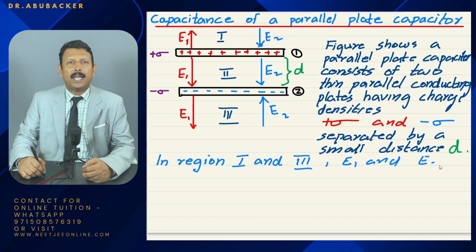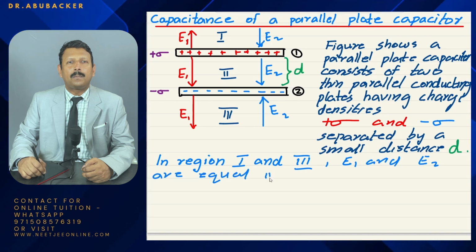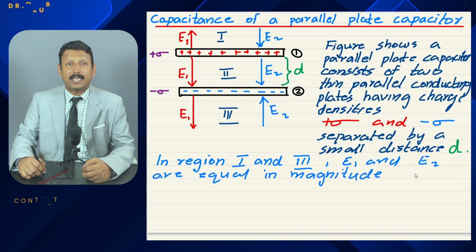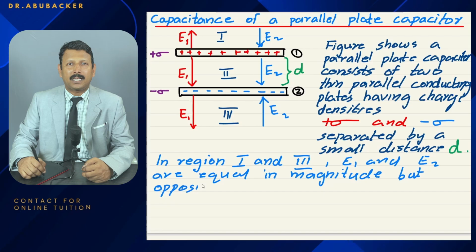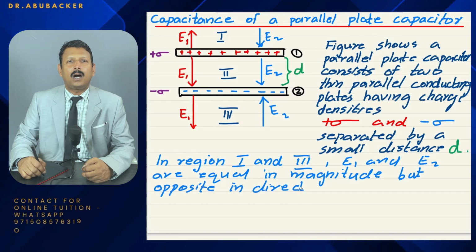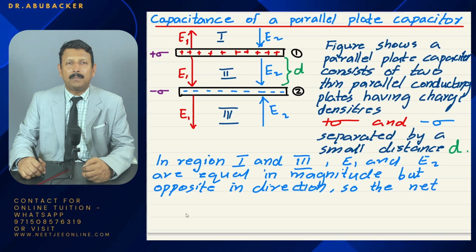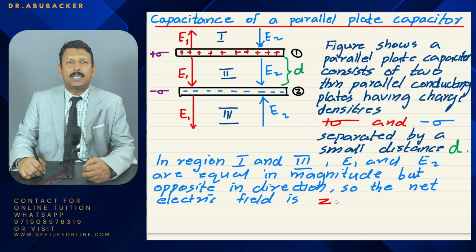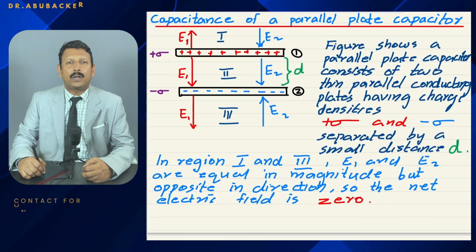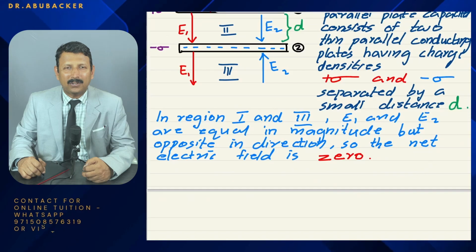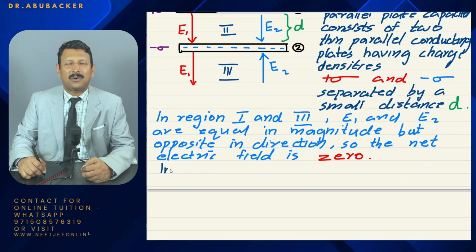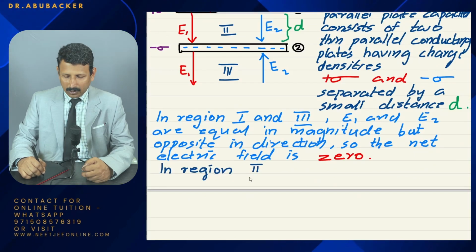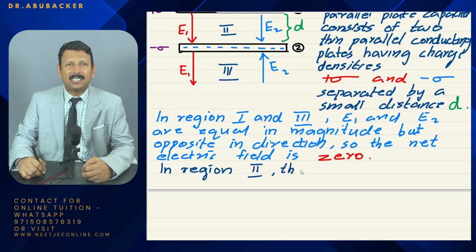So in region 1 and 3, look into region 1 and 3, the top and the bottom. You can see that E1 and E2 are opposite direction, right? So E1 and E2 are equal in magnitude but opposite in direction. Why equal in magnitude I wrote? Because same type charge density, only sign is different. So the net electric field is 0 in region 1 and 3. No more discussion about region 1 and 3, because the net electric field is 0. Got it? Now we look into the middle of that one, that is in region 2.